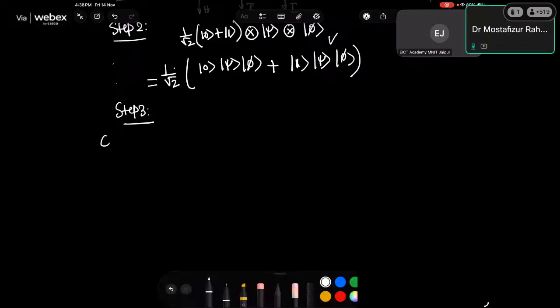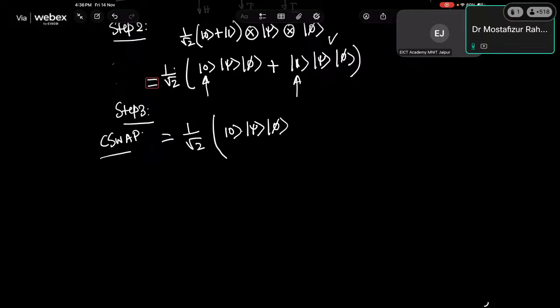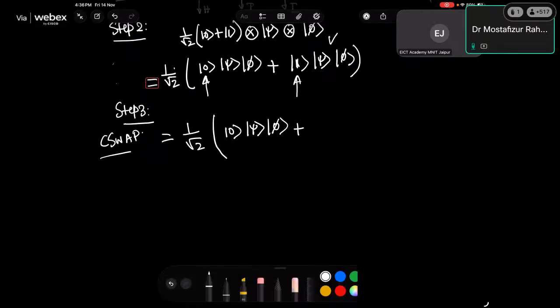So I apply the C swap gate, right? C swap means I have to look: if the first qubit is 0, it does nothing. If the first qubit is 1, it swaps the quantum information, right? So what will happen is 1 by square root 2, first 0, psi, phi. I have written nothing, meaning there is a tensor product, right? Plus 1, this will be phi and psi. Phi will come here and psi will come here. So this is the purpose of C swap, right?